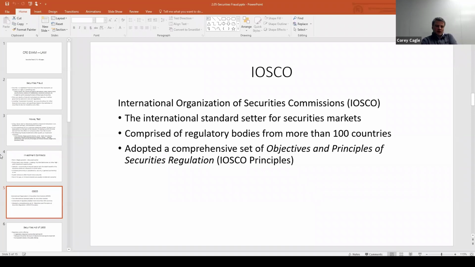International Organization of Securities Commissions. So this is the standard setter for the securities market. They have a set of principles and regulations and things. Not sure how important that is, but have you?